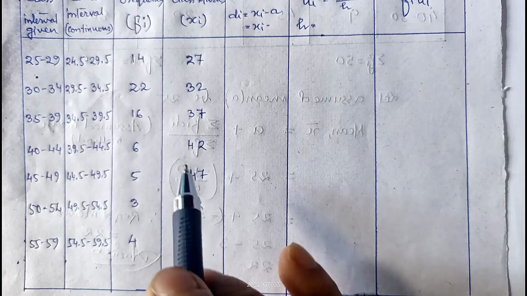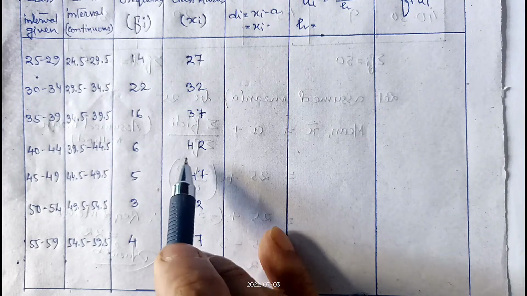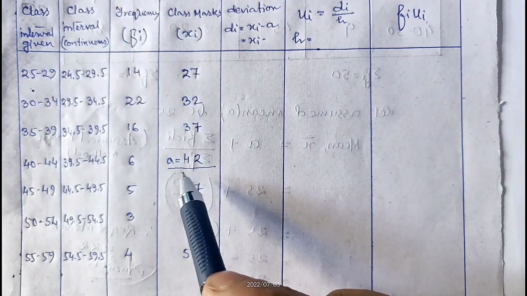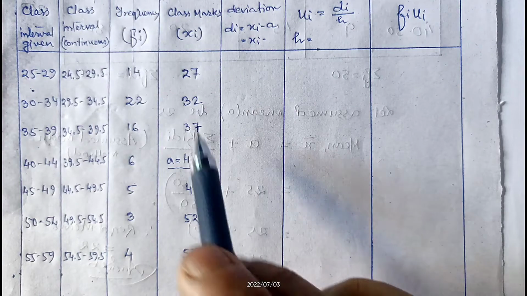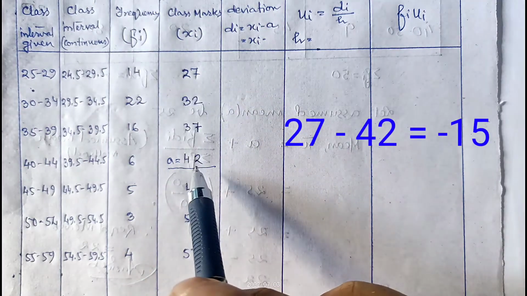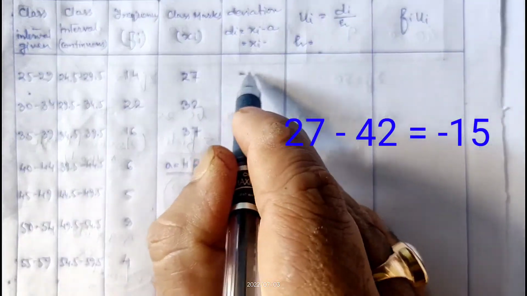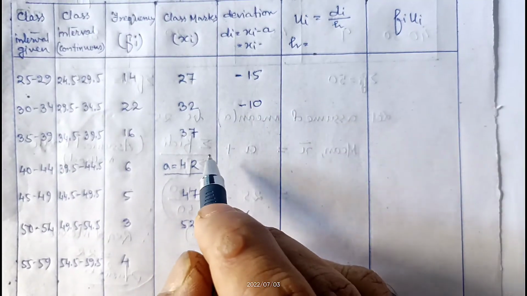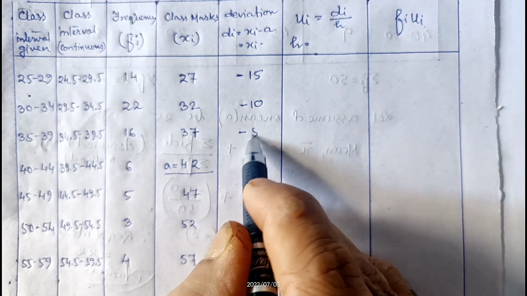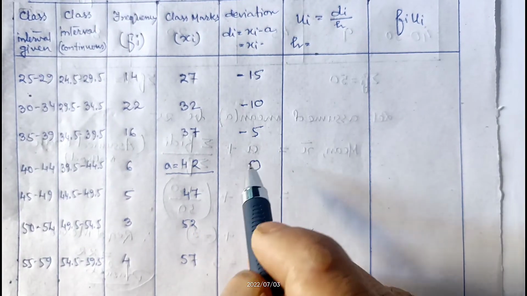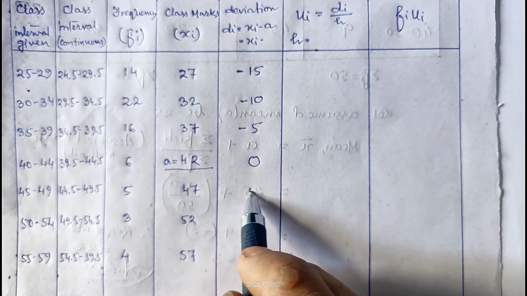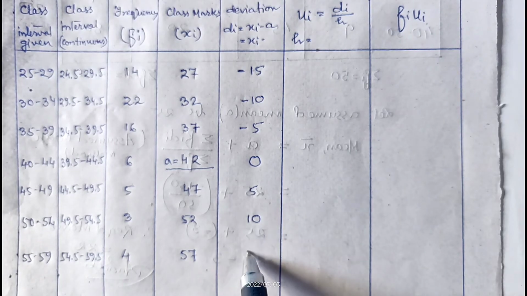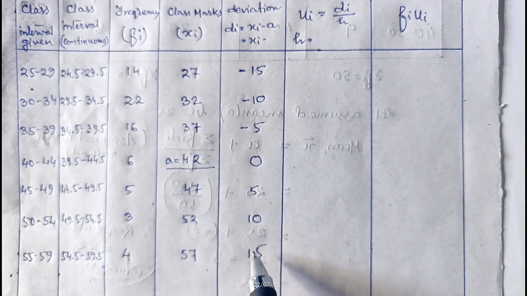Now from these class marks, we have to consider any one as the assumed mean. Suppose A is 42. Now we have to subtract 42 from each class mark. So the first one will be 27 minus 42, which is minus 15. 32 minus 42 is minus 10. 37 minus 42 is minus 5. 42 minus 42 is 0. 47 minus 42 is 5. 52 minus 42 is 10. And 57 minus 42 is 15. So in this way we got the deviations.